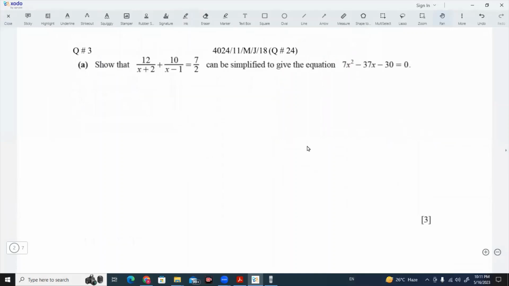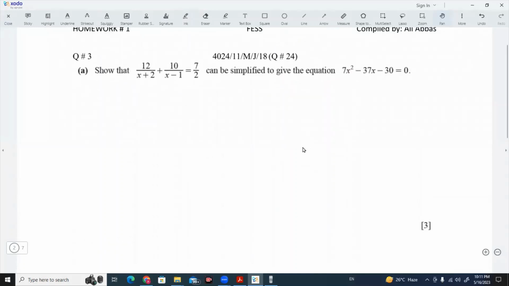So moving to question number 3. In question number 3, we have to show that this specific equation, algebraic fractions basically, must be simplified to give this result. So we can check x plus 1 and x minus 1 and x plus 2 are different terms. We have to make the denominator same.